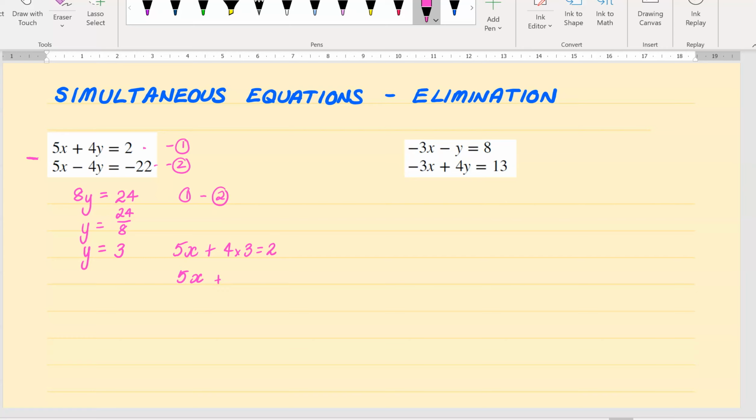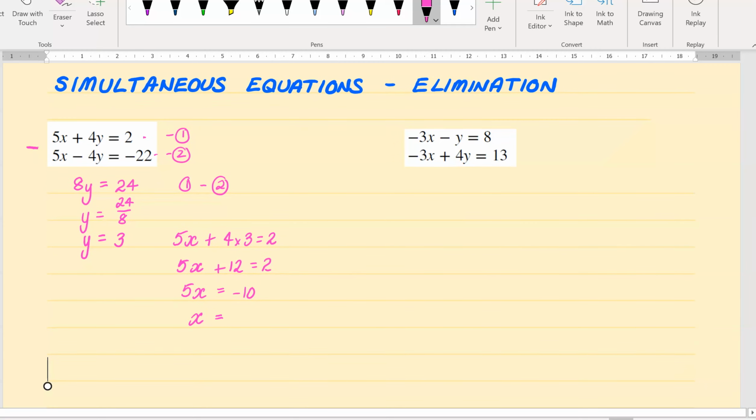And we can solve this nicely. 4 3s are 12 equals 2. Let's get rid of that plus 12 by taking 12. So 2 take 12 on the other side becomes minus 10. And we get x equals, to get rid of that times 5, I'm going to divide. Minus 10 divided by 5 is minus 2. So these are my two simultaneous solutions.